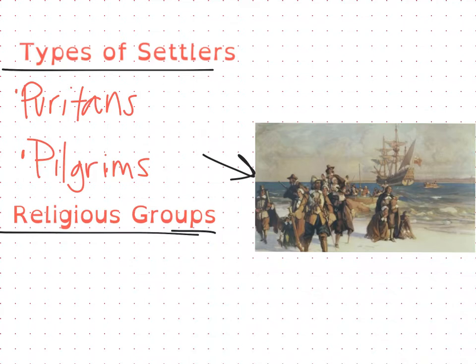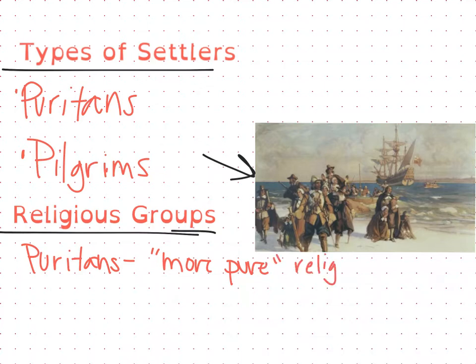Okay. Next up, let's talk about religious groups. Like I already mentioned, we had the Puritans. And they wanted a more pure religion. And that's why they left. They felt like it wasn't as pure as it could be. And what that led to was very strict laws. They tended to believe that if they did anything wrong ever in their life or went against the church at any point in their life, that they would then not have a happy afterlife. Like it was very black and white to them.